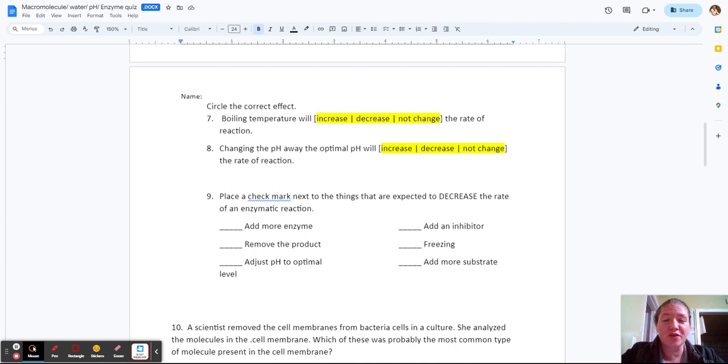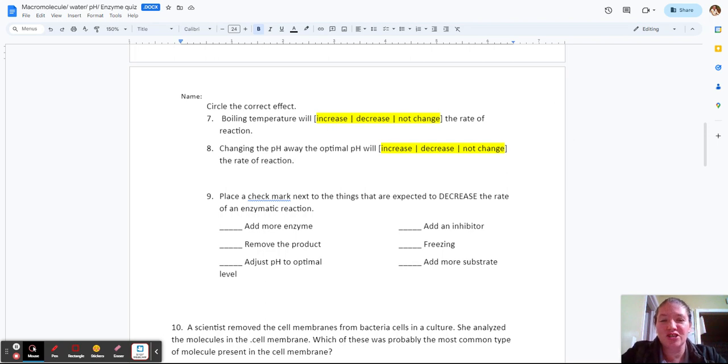All right. For this one, we had circled the correct effect. So boiling temperature. If we make something boiling, it's probably going to be too hot. And once we have a temperature that's not the correct temperature, it decreases the rate of the reaction. Remember, our enzymes have a perfect spot that they like to work. Too hot or too cold will mess up and slow down that reaction. So boiling temperature will decrease the rate of reaction.